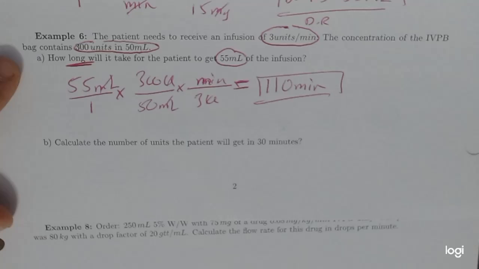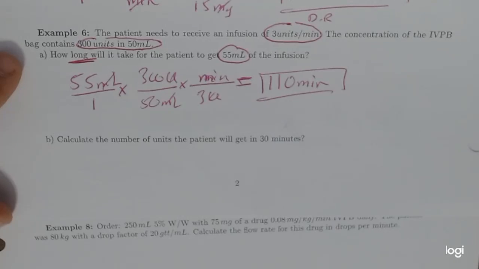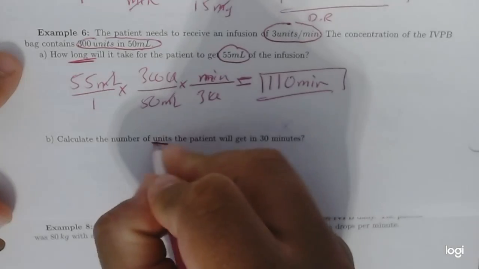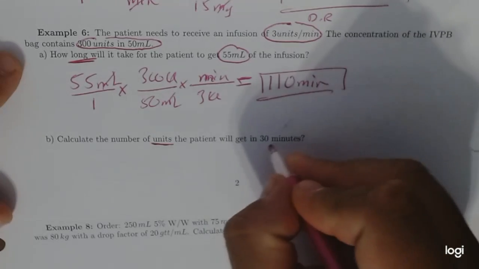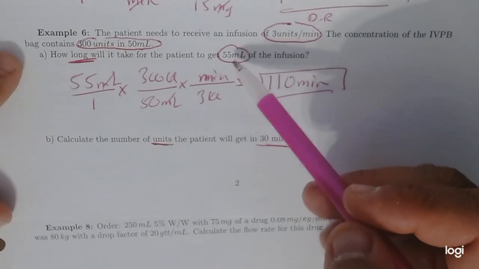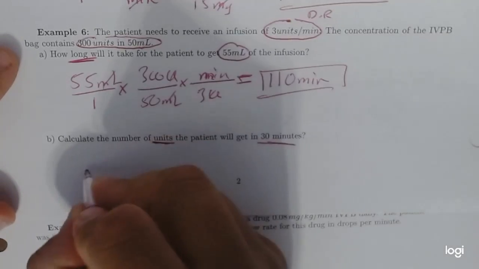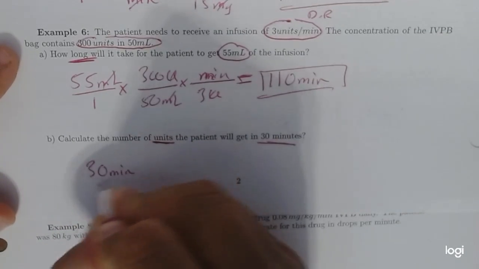Okay. And then B is very similar. So if you guys want to just quickly pause and try B, 3, 2, 1, pause, try it. Okay. So this one says calculate the number of units. So this is just the opposite, right? A patient will get in 30 minutes. So it's literally the opposite question of up here. In this one I gave you milliliters and wanted time. This one is I gave you time and I want the units itself. So literally just go in the opposite direction.